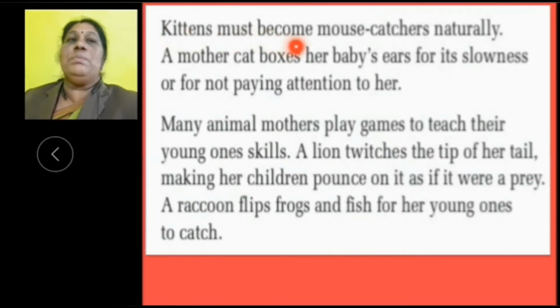Kittens must become mouse catchers naturally. A mother cat boxes her baby's ears for its slowness or for not paying attention to her.